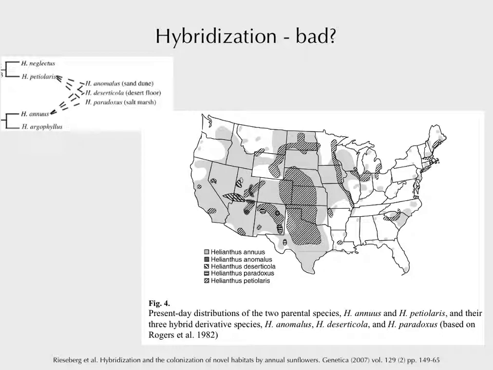Okay. And here we can see them, right? So here are the hybrid ones, here are the parent ones, right? And the hybrids can occur in some pretty cool environments where the parents can't occur. So these are sunflowers, right? And some of the hybrids occur in sand dunes, desert floor, salt marsh, and places that have extreme water conditions relative to what the parents can handle. Okay.